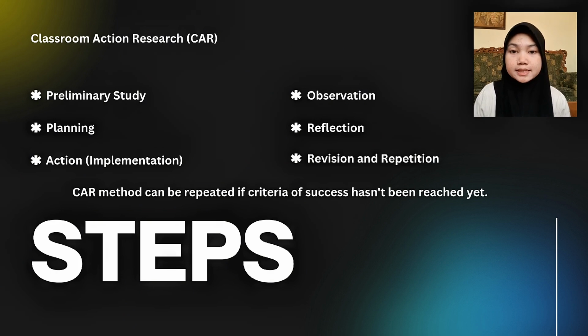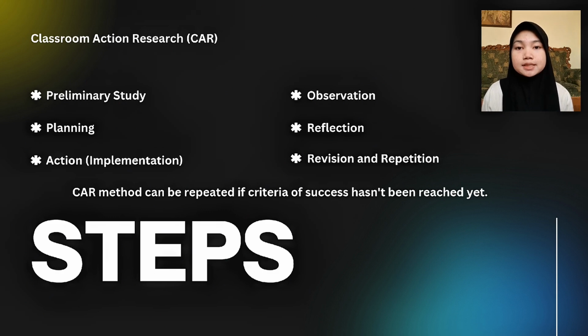In the planning step, the researchers define the problem or focus area, and then they develop a strategy or intervention to address the issue. Then they decide on methods for data collection like observation, surveys, or tests. Then the second step is action or implementation. The researchers apply the planned intervention in the classroom. The researchers collect the data during the implementation phase to monitor the students' progress.